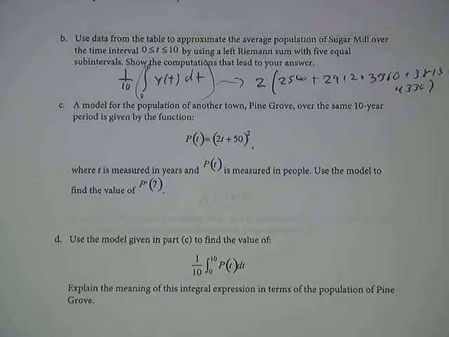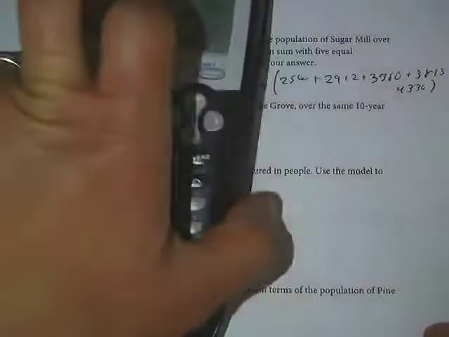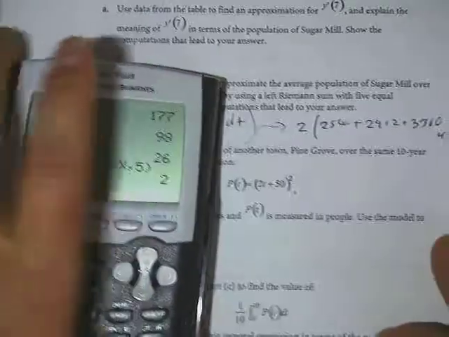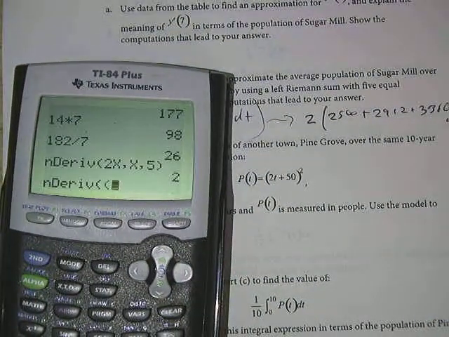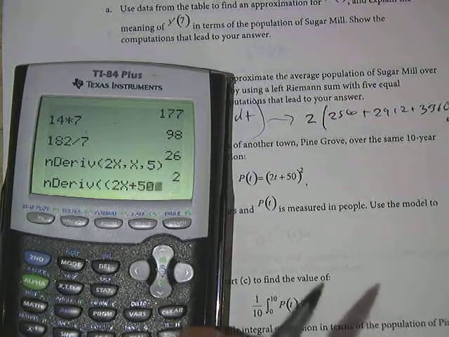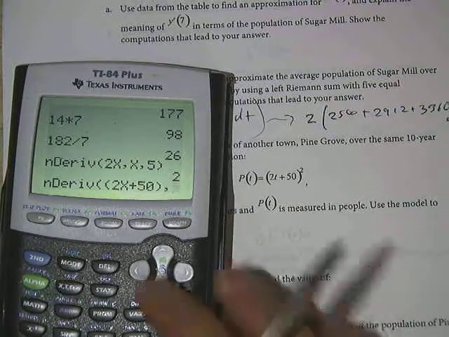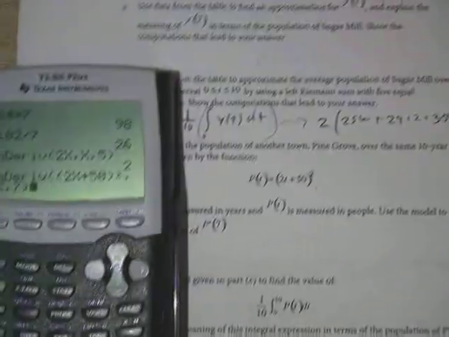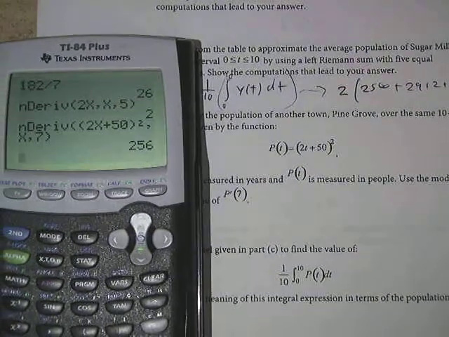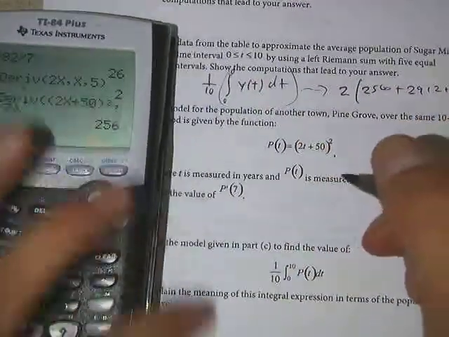They give us a model here for the population of a different town, and they tell us that P is measured in people. Use the model to find the value of P prime at 7. So ultimately, wouldn't that be a derivative at a point problem again? So if we go back and use our nDeriv command again, our function is 2x plus 50 squared.